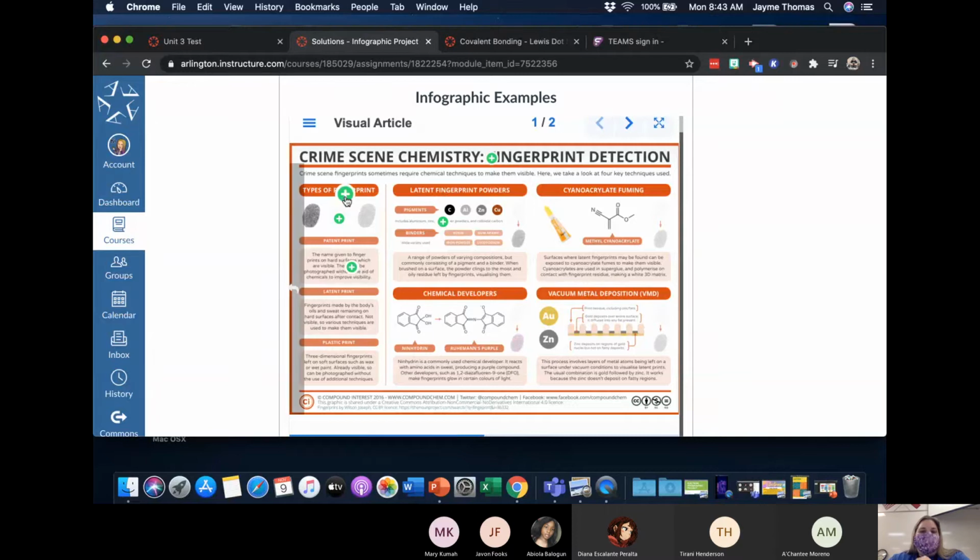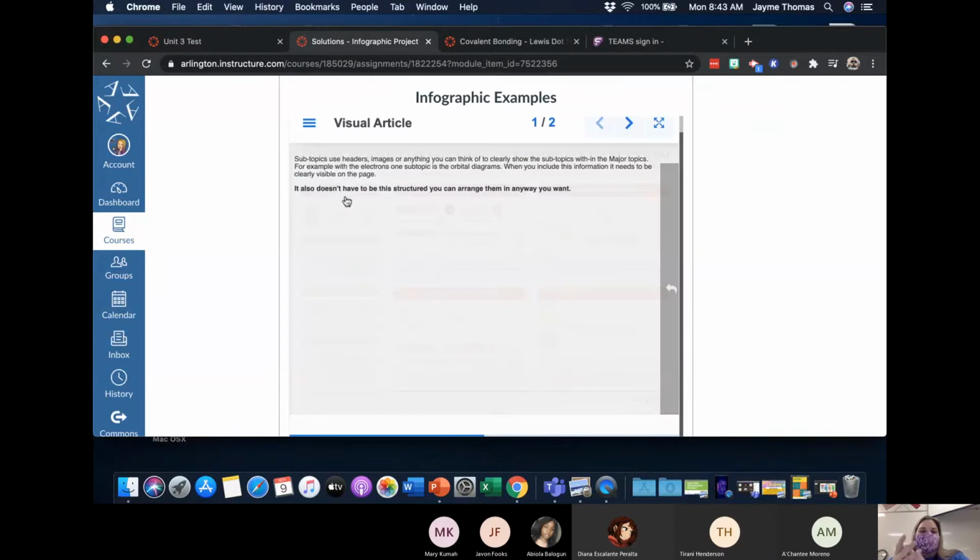Over here, I have my subtopics. So for subtopics, you're using headers, images, anything else to clearly show the different subtopics within your major topic. Your major topic is solutions, and those subtopics are those 5 bullets that I told you about up at the top. When my other class did electrons, one of their subtopics was orbital diagrams. For you guys, you're doing solutions. So one of your subtopics is concentration, and you're going to talk about what concentration is and the different ways you can calculate it.